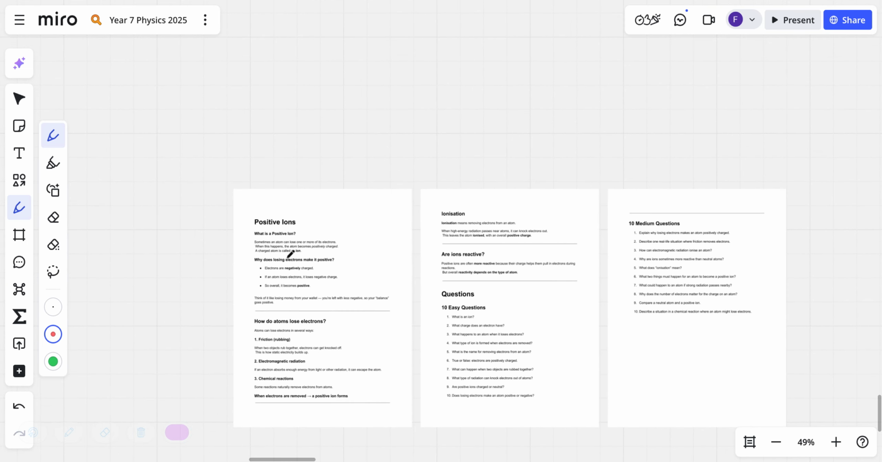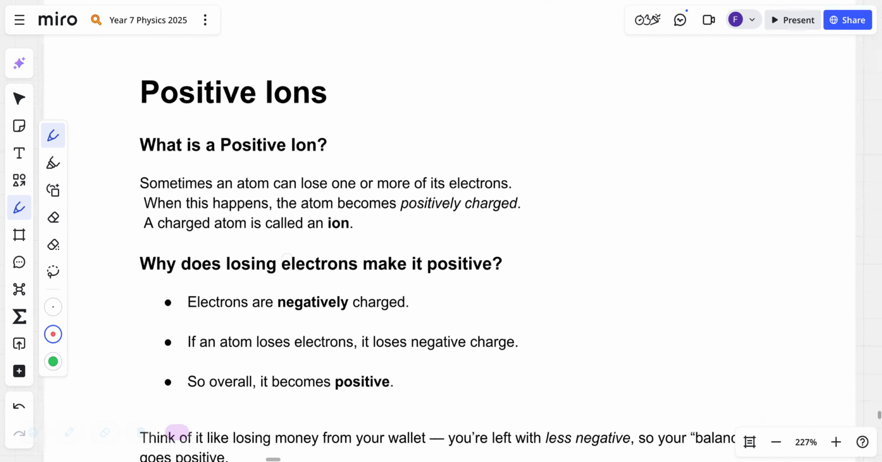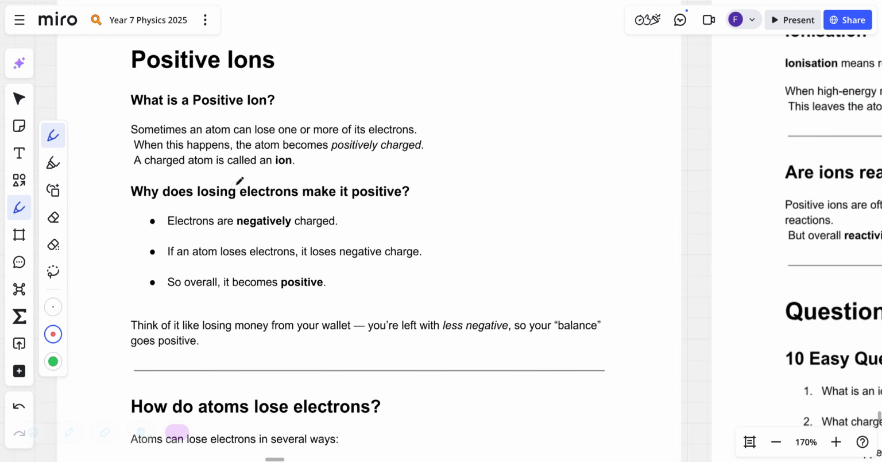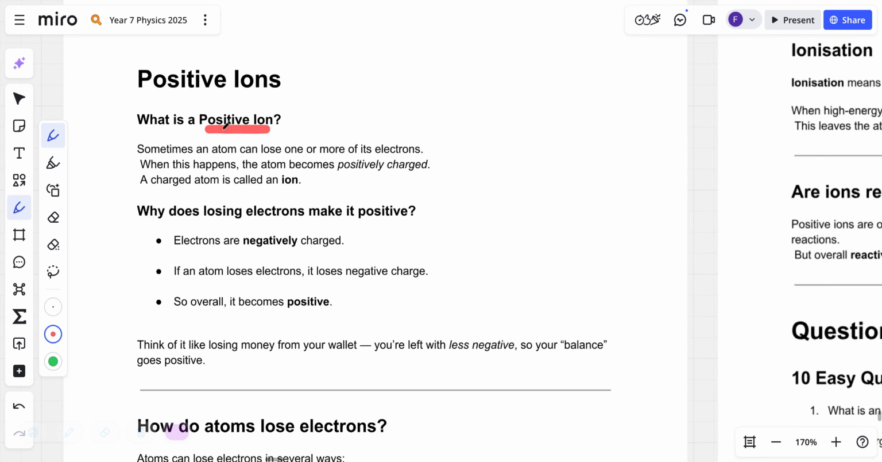Okay, so if it loses an electron, it becomes a positive ion, right? And what is a positive ion? If an atom loses one or more electrons, the atom becomes positively charged, right? And you no longer call it an atom. You can't go, oh, look, there's a hydrogen atom. No, you knocked off an electron. It became positively charged. It is no longer an atom. It is an ion. This is not iron.